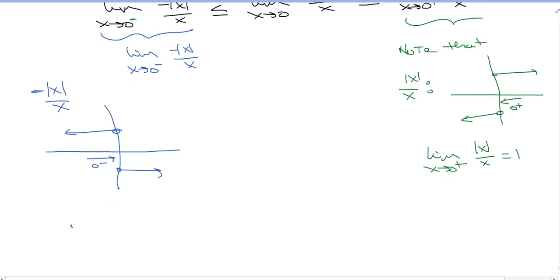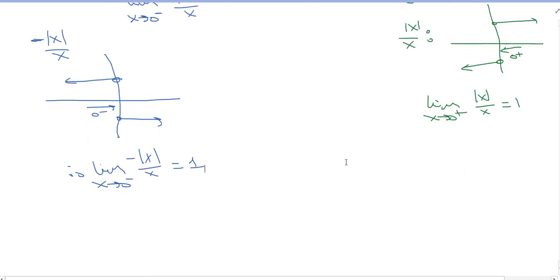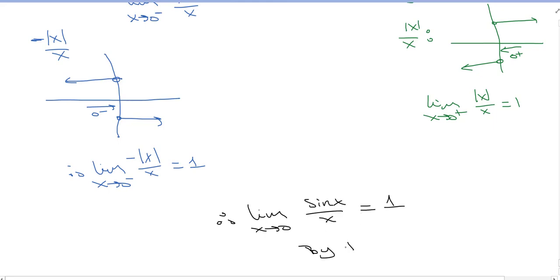So I have the limit as x goes to 0 from the left of negative absolute value of x over x is 1, and the limit as x goes to 0 from the right is 1. What can you say about the middle limit? So now we can say, therefore, the limit as x goes to 0 of sine x over x is 1 by the squeeze theorem.